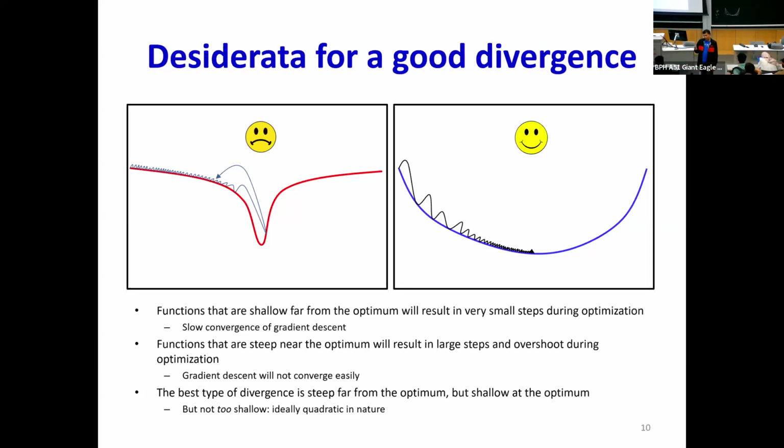Worse. Why? Because it's steeper. Steep is good when it's far away. The problem is when you begin to approach the minimum, it becomes so flat that the updates are going to be too small. And so you don't like functions of this kind.